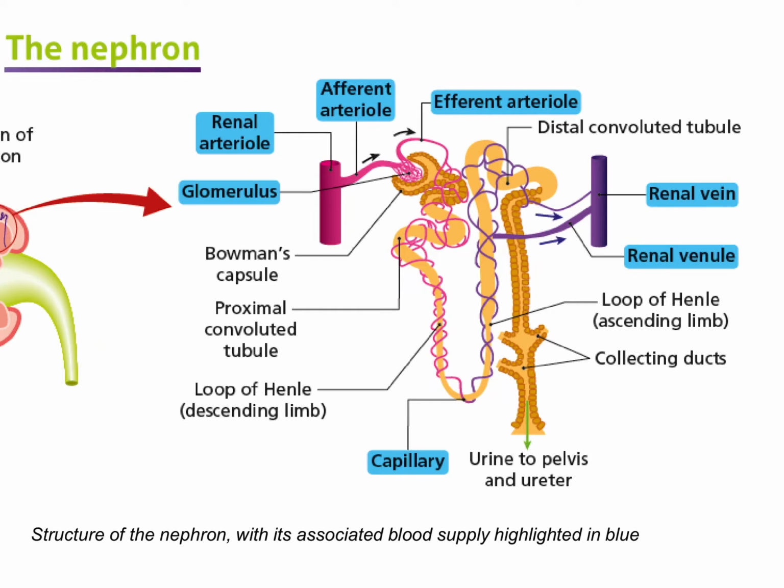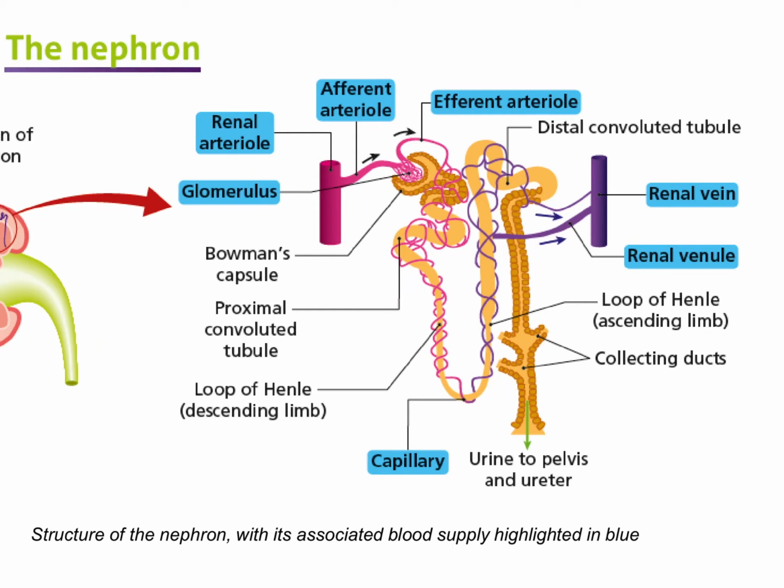Okay. Now you need to be able to label the nephron. Now, that just requires a bit of revision, so go over it yourselves. So you can see the renal arteriole is supplying blood to the nephron. It branches up into the afferent arteriole. See the way the afferent arteriole is wider than the efferent arteriole?